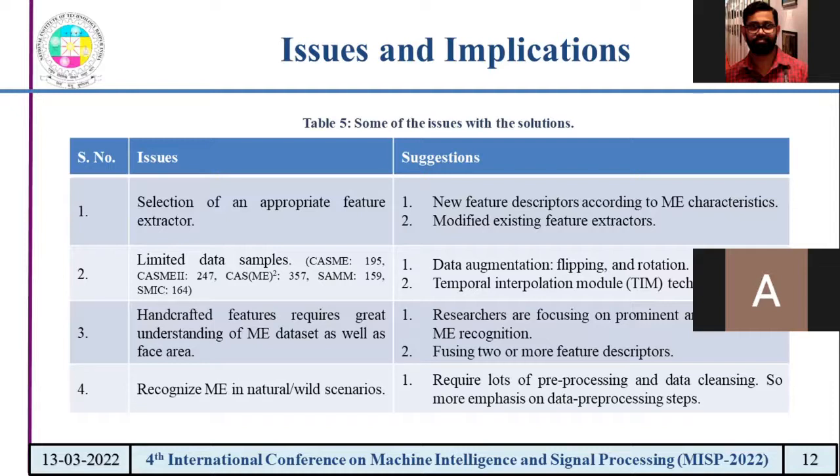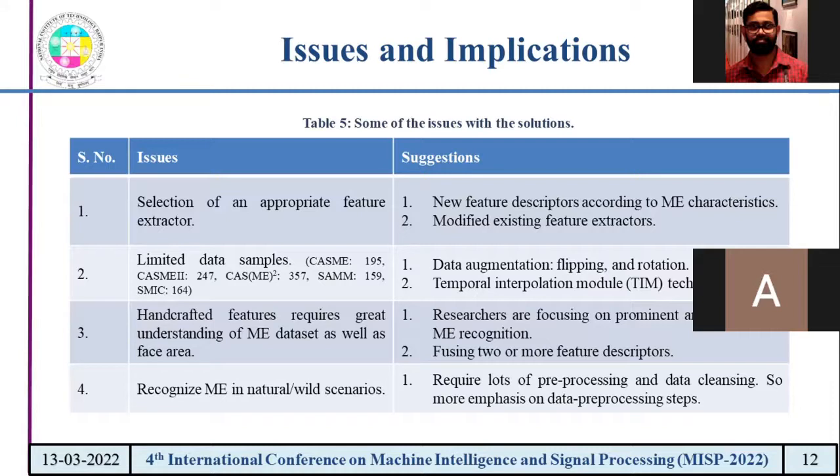And the third one is that handcrafted features require great understanding, because when we compare it with the deep learning technique, in deep learning, CNNs automatically extract the features, but in handcrafted, first we need to understand how the micro expression looks and how we are going to extract those features, which area we need to focus on. So this is the issue.